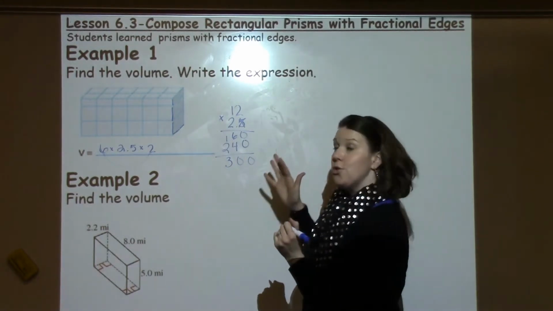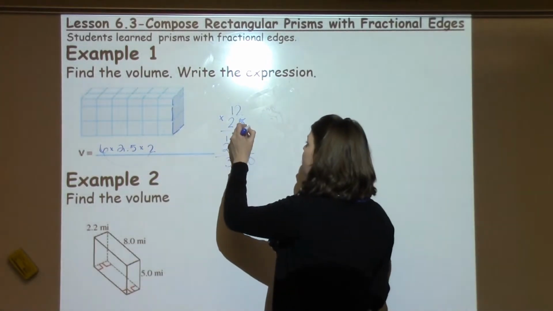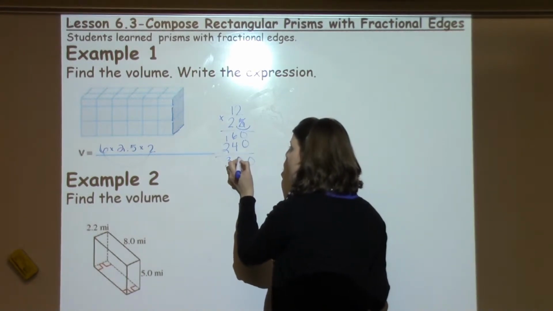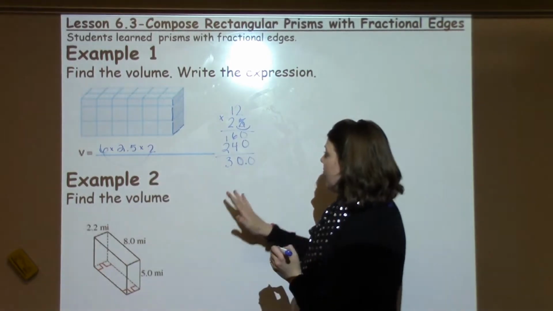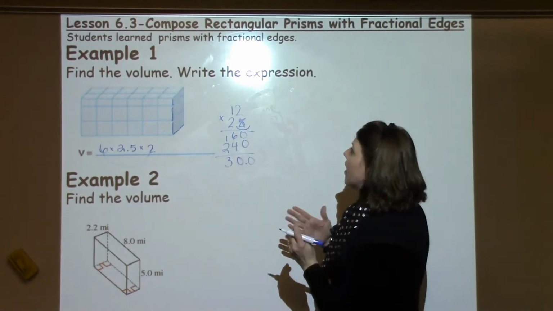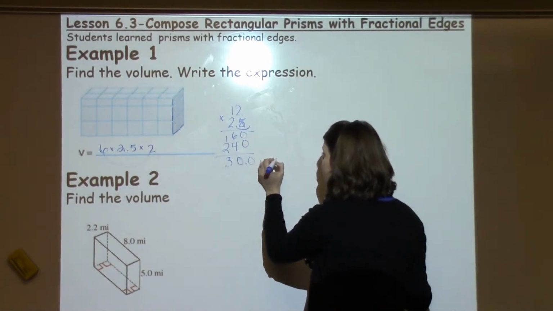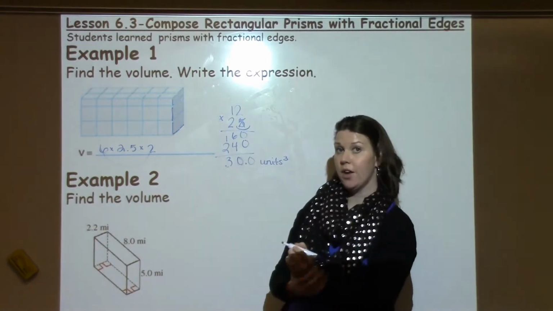Now, as you can see, I've ignored my decimal up until this point, but I need to go ahead and put it back into my number. So I hopped over 1, I'm going to hop over 1, so my answer is 30 in this problem. So here's my expression, and then here is my answer. And if it doesn't give a unit, you can just call it units, and then you could call it cubed because we're working with volume.